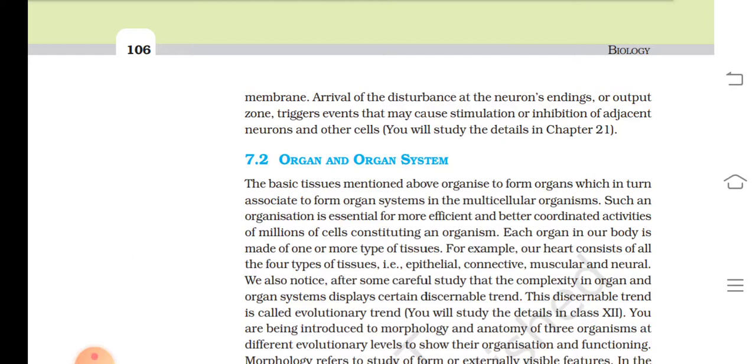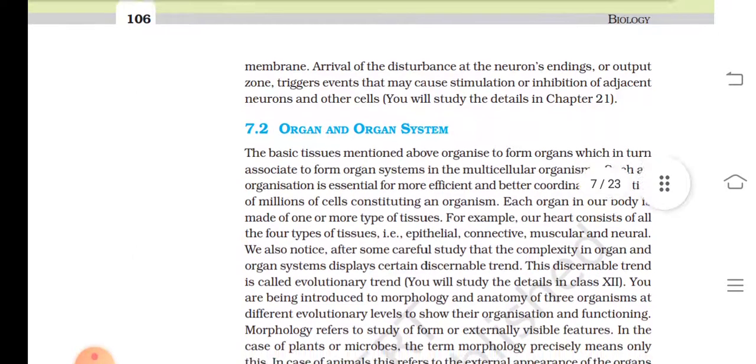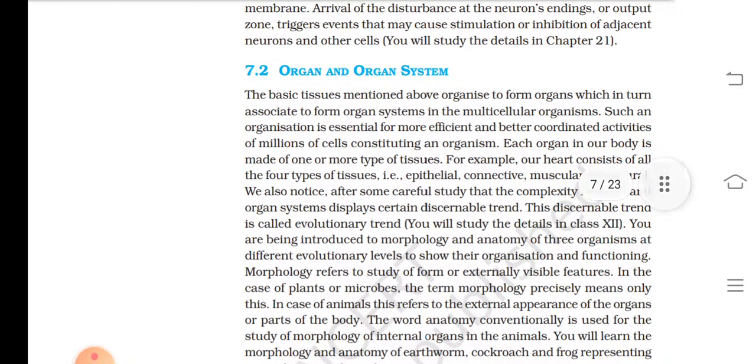7.2 Organ and organ system. The basic tissues mentioned above are organized to form organs, which in turn associate to form an organ system in the multicellular organism. Such an organization is essential for more efficient and better coordinated activity of the millions of cells constituting an organism.